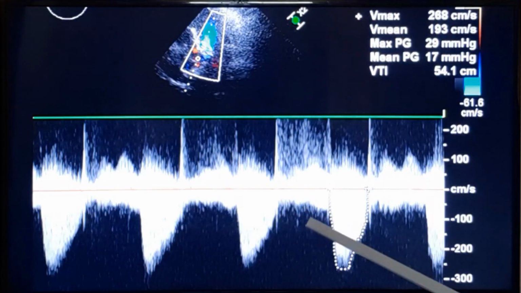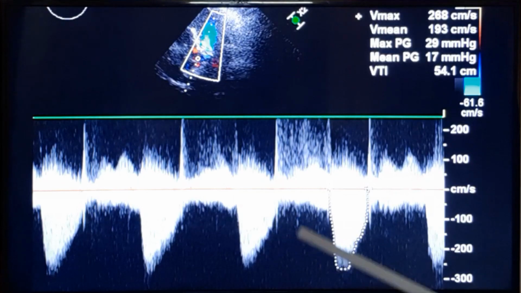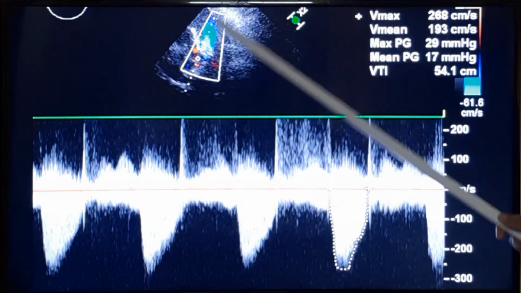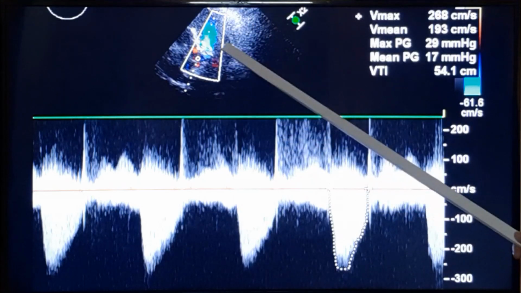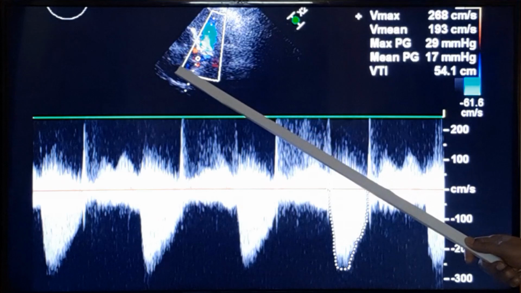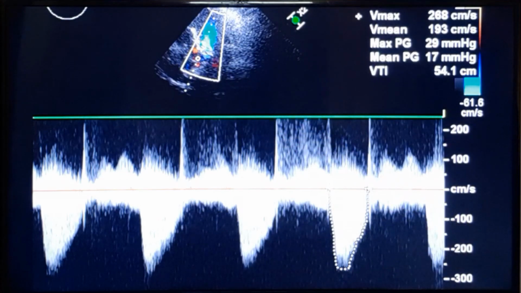This is a Doppler echocardiogram taking the gradient from the apical 5-chamber view by continuous wave Doppler. This is the aorta, left ventricle, right atrium, left atrium. The gradient is not very high, peak gradient is only 29 millimeters of mercury and the mean gradient is 17 millimeters of mercury.